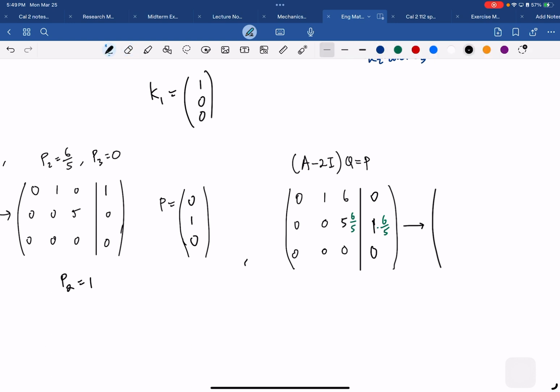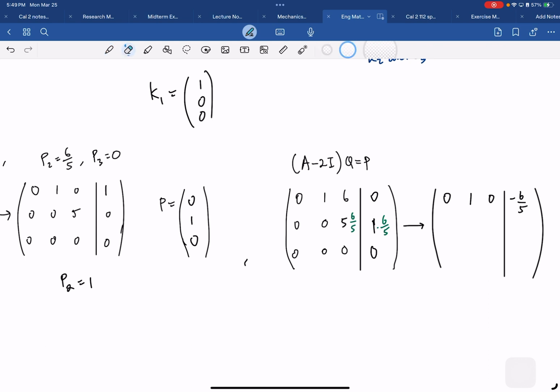So subtract. 0, 1, 6 minus 6 is 0. 0 minus 6 over 5 is, so this is negative 6 over 5, right?